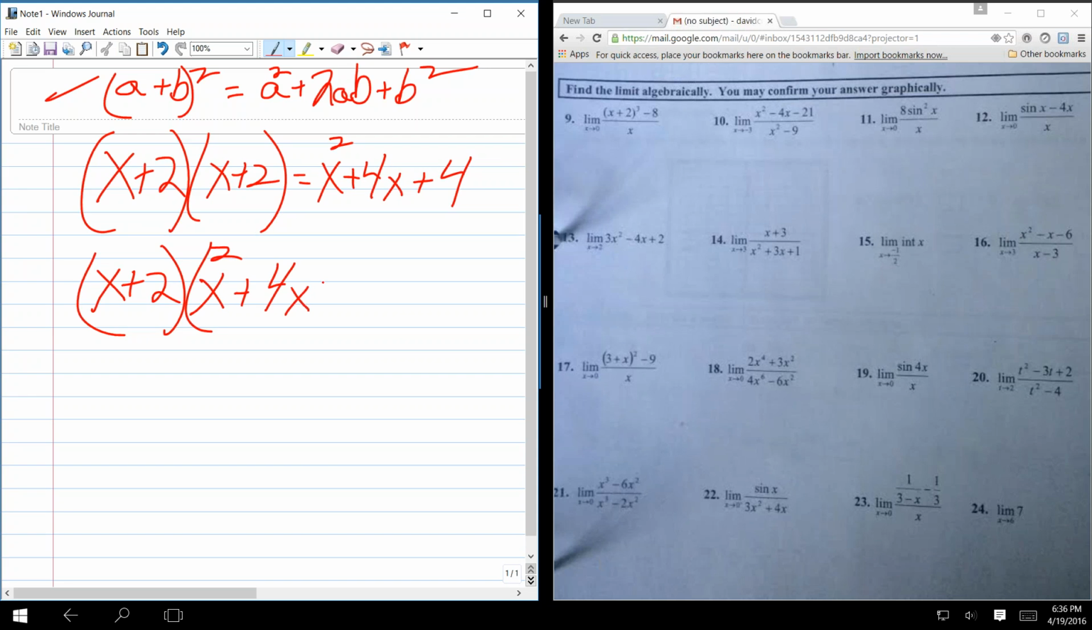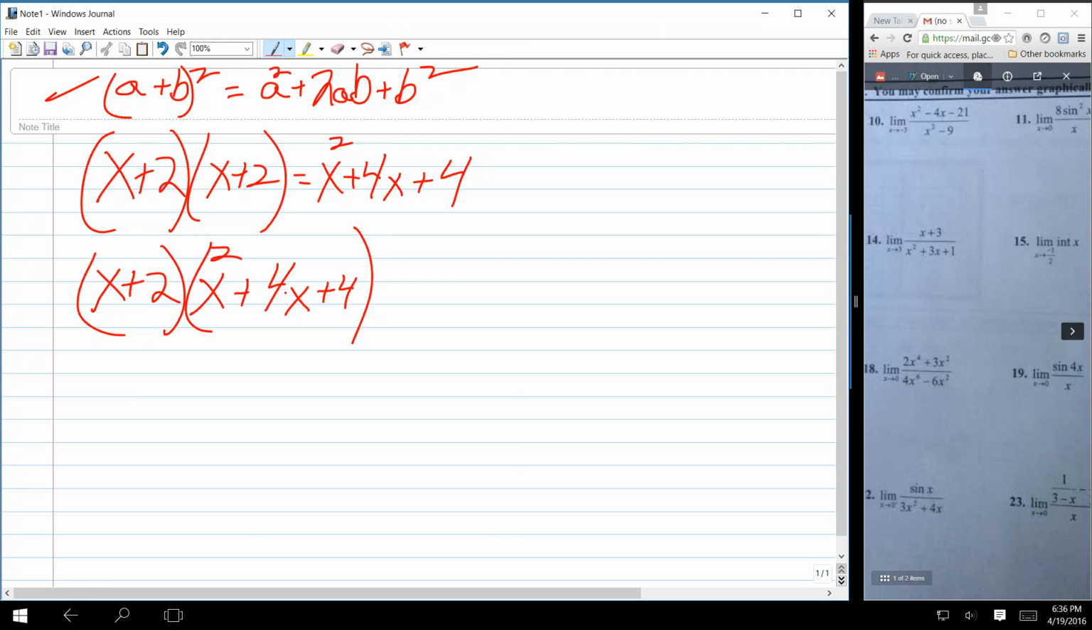And I could write it either one, but you and I haven't had much practice multiplying trinomials by binomials. Right. So what is that going to be? So x to the third plus 4x squared plus 4x. And then 2x squared. It's a nice way to do this.